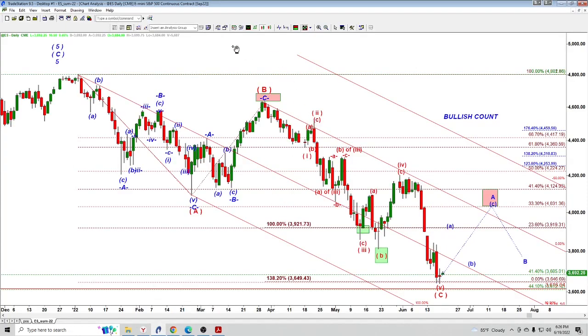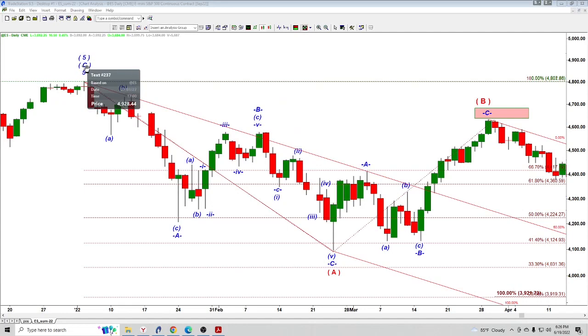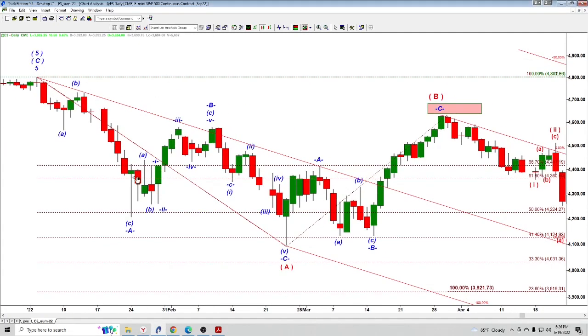So let's come back to the chart of ES-mini, and you can see that was the top. We got ABC down, that was A, ABC up, that was B, and 5 down, that was C, and together they comprised the first leg down that had a red label A.